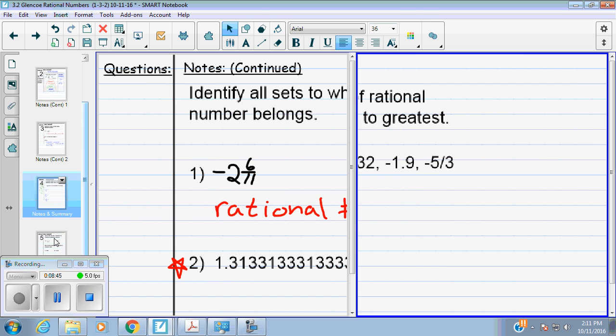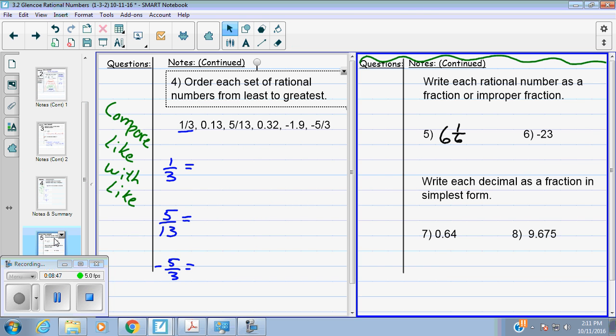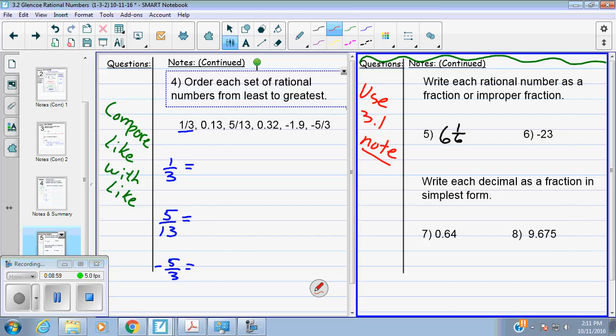And then our last page here of my presentation, problems 5, 6, 7, and 8, are actually from the 3.1 lesson. So use your 3.1 note to complete this part. Okay, and I'm actually going to check these problems in class to make sure you understood how to use the 3.1 note to turn these fractions into other types of numbers. If you have any questions, please ask in class.